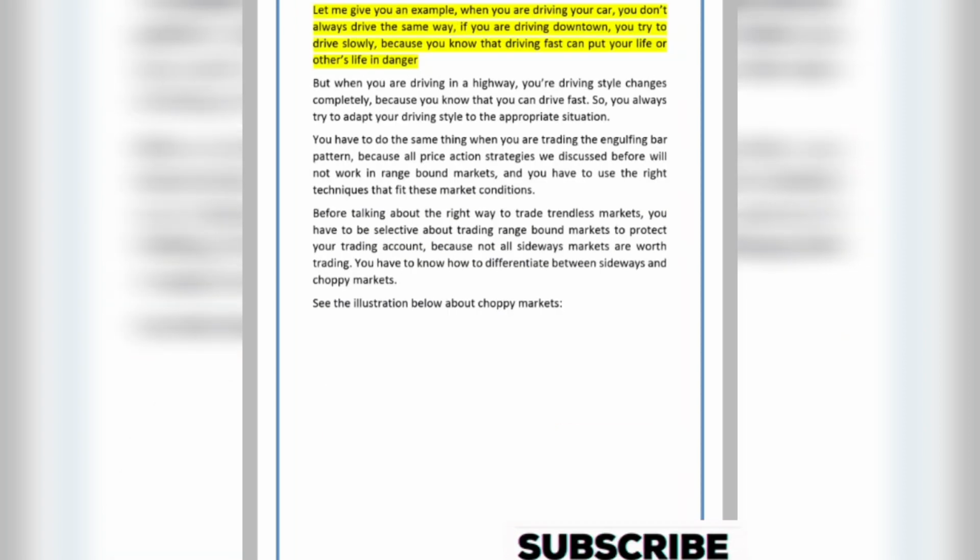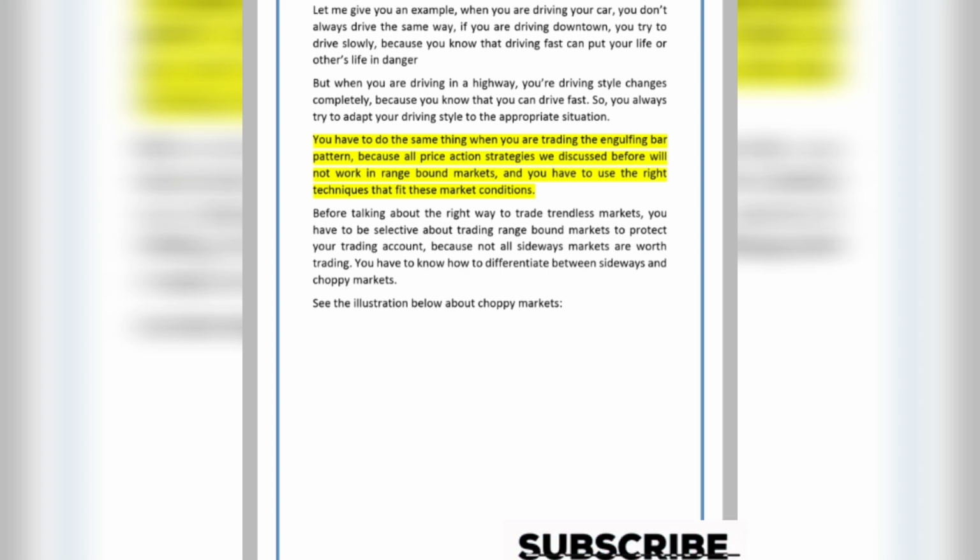Let me give you an example. When you are driving your car, you don't always drive the same way. If you are driving downtown, you try to drive slowly, because you know that driving fast can put your life or others' life in danger. But when you are driving on a highway, your driving style changes completely, because you know that you can drive fast. So, you always try to adapt your driving style to the appropriate situation. You have to do the same thing when you are trading the engulfing bar pattern, because all price action strategies we discussed before will not work in range-bound markets, and you have to use the right techniques that fit these market conditions.